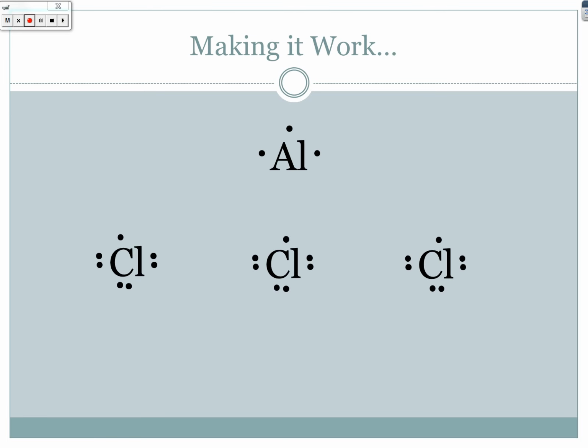So let's look at how it works. What if you had aluminum? Aluminum has 3 valence electrons, and chlorine. The problem here is that we know that the charges need to balance out.